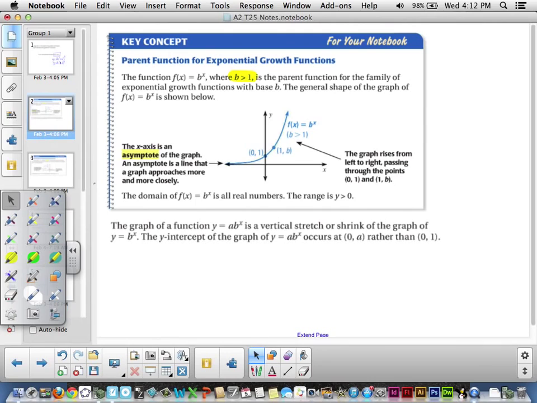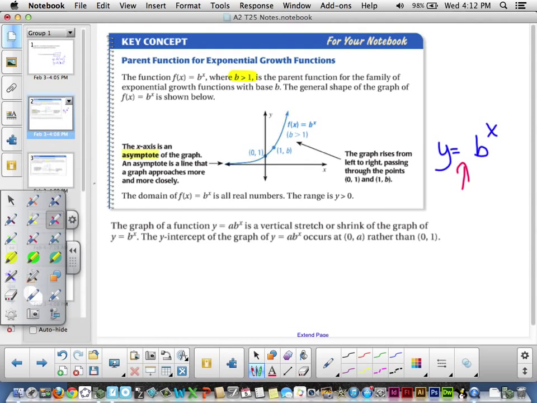The parent function for all exponential growth, y equals b to the x, should look very familiar to what you did before. The difference is you've got no starting value there. That means we're starting at 1. And your growth rate there is b. So whether b is 2 or 4, doubling or tripling or quadrupling, that's what you're looking at there.